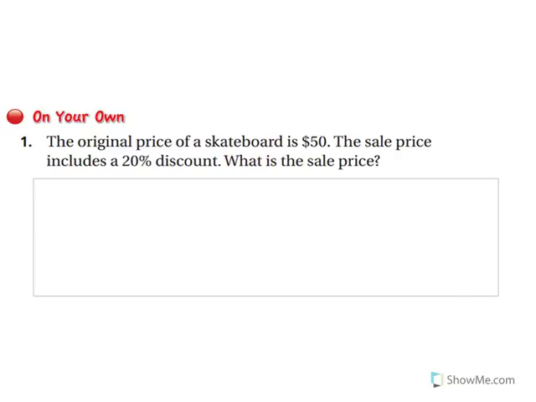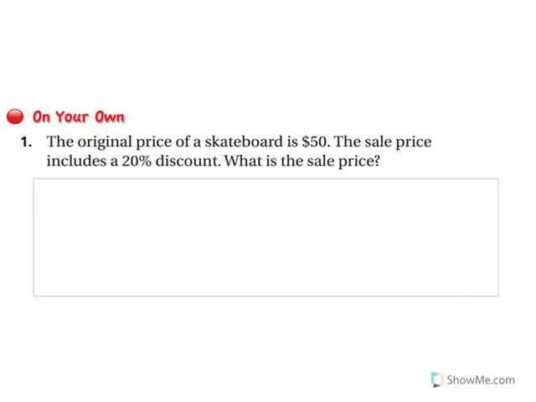So your job, you're going to solve this first problem. It says the original price of a skateboard is $50. The sale price includes a 20% discount. What is the sale price? So go ahead and try it now.